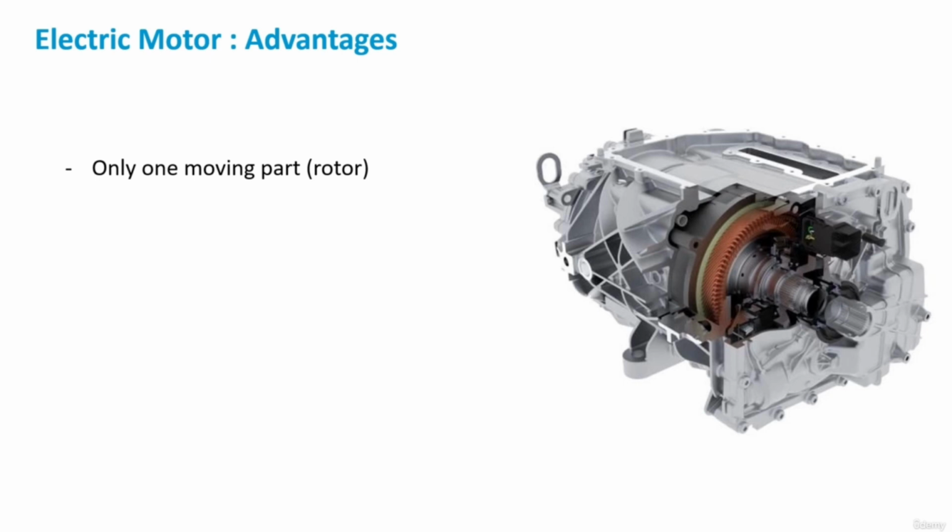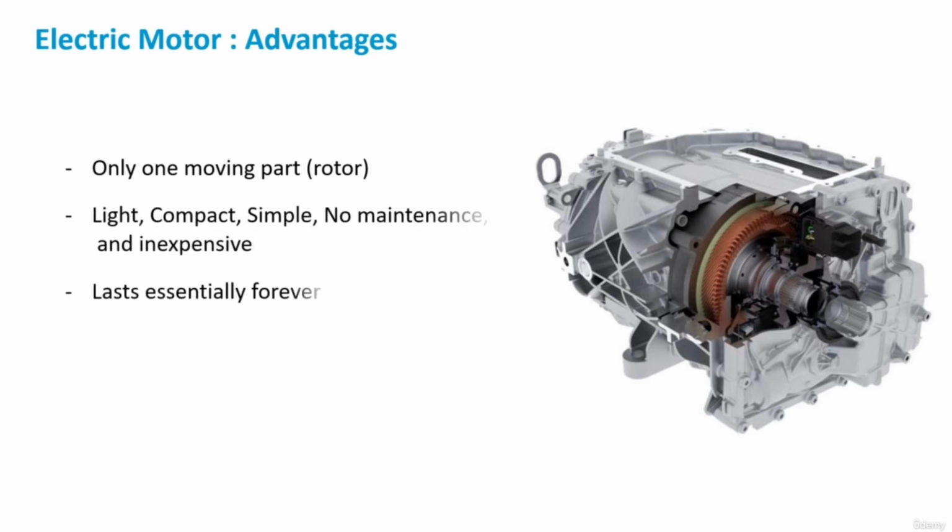It only has one moving part. We call that the rotor. Therefore, it can be relatively light, compact, and inexpensive. And since magnetic fields are very gentle, an electric motor can last essentially forever without any maintenance.